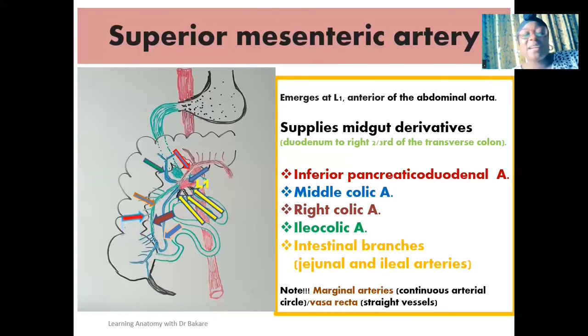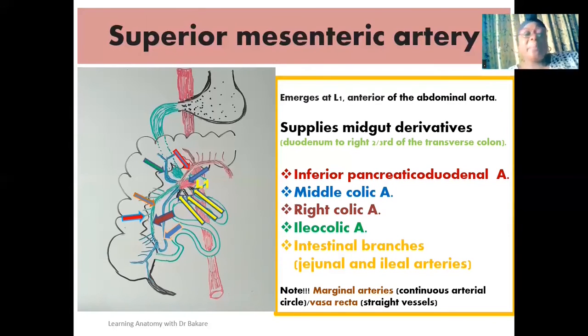These are called the vasa recta. And this is formed basically between the middle colic artery, the right colic artery, and also the ileocolic artery. So these 3 arteries, you see them forming a circular network as they emerge from the superior mesenteric artery, before we now have final terminal vessels that are called the vasa recta that are finally seen to supply the wall of the large intestine. So this is the kind of presentation seen by the arteries before they finally terminate to supply the wall of the large intestine.